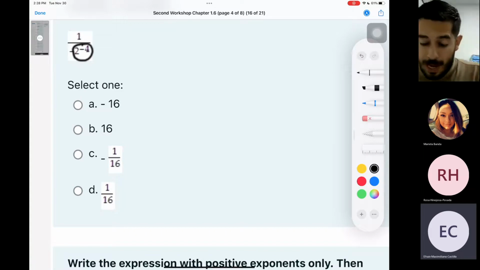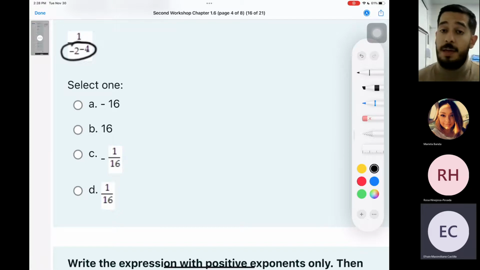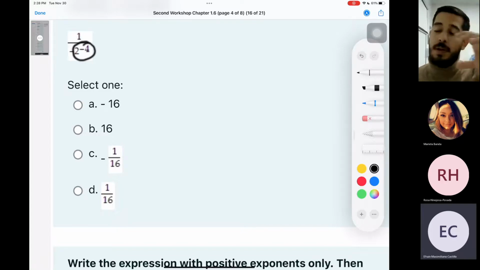And can you see why I am not taking the whole thing? Why am I not taking the whole thing? Because I don't have a parenthesis. That means that that exponent only applies to whatever is in front of it. And in this case, only the 2 is in front of it. So only the 2 with exponent of 4 is going to move up or down. Only that is going to be subject to change. That negative sign that I have in there has to remain at the bottom.